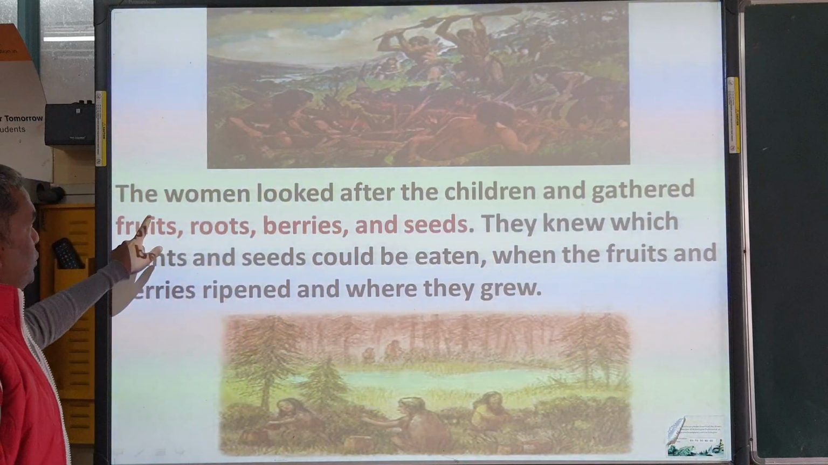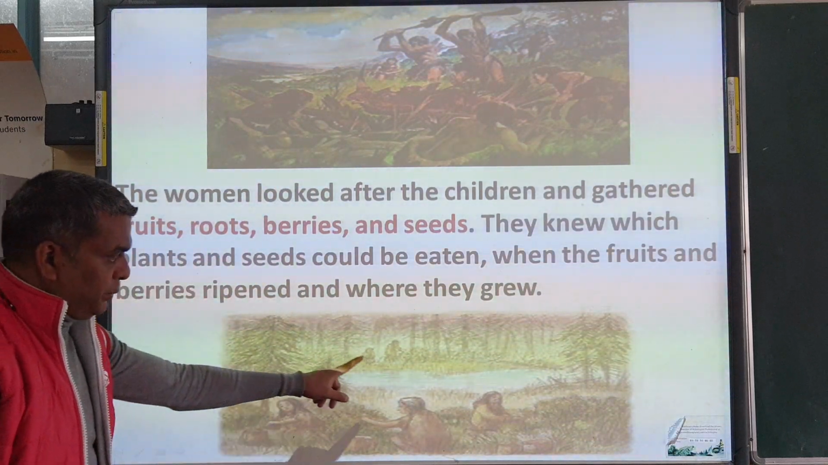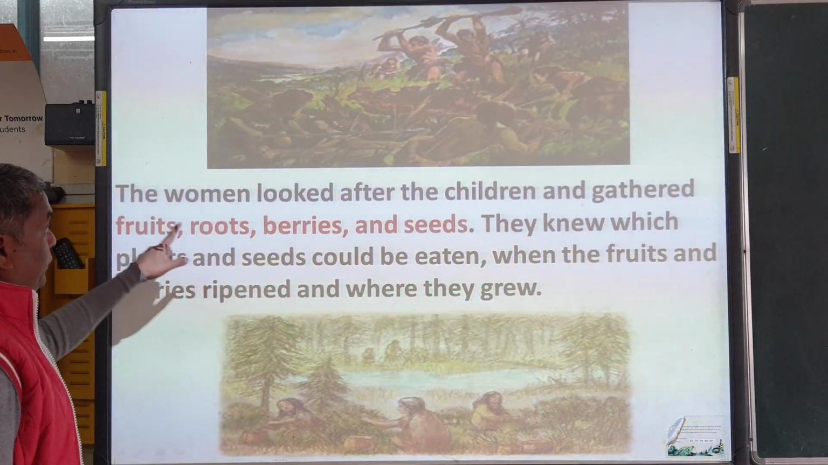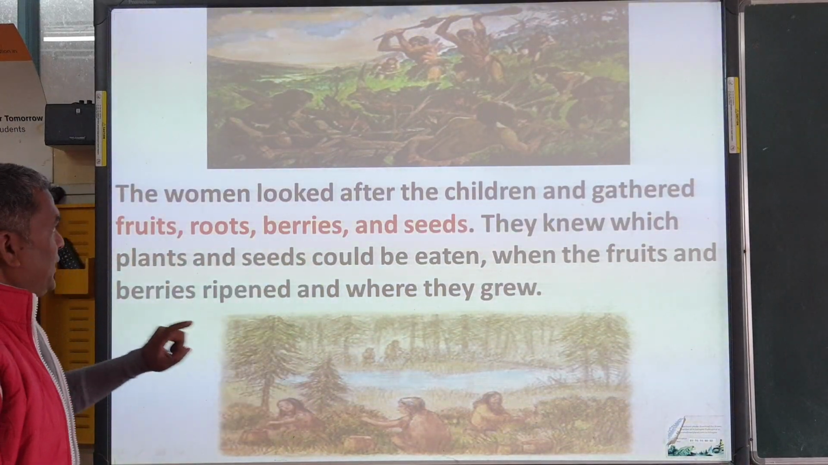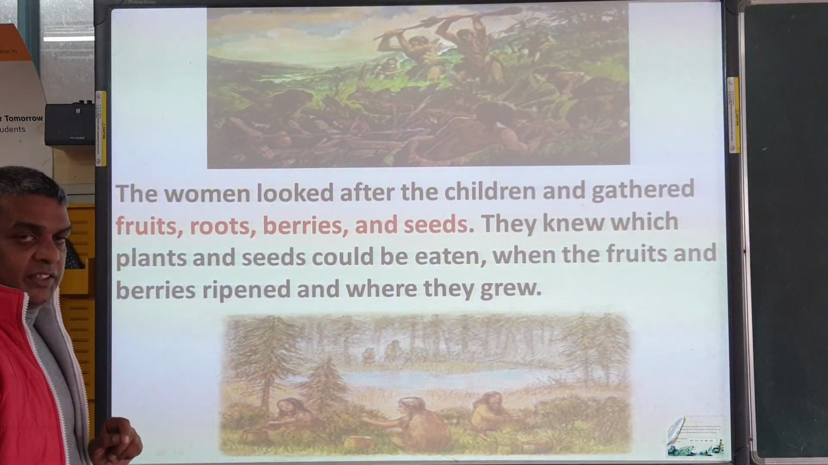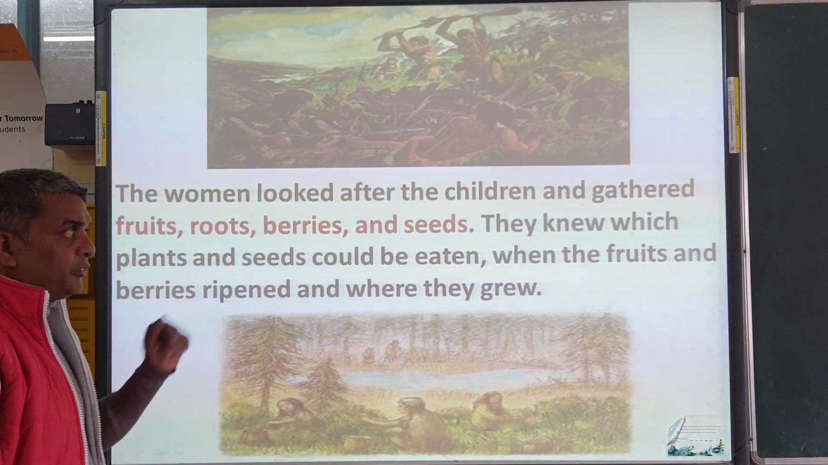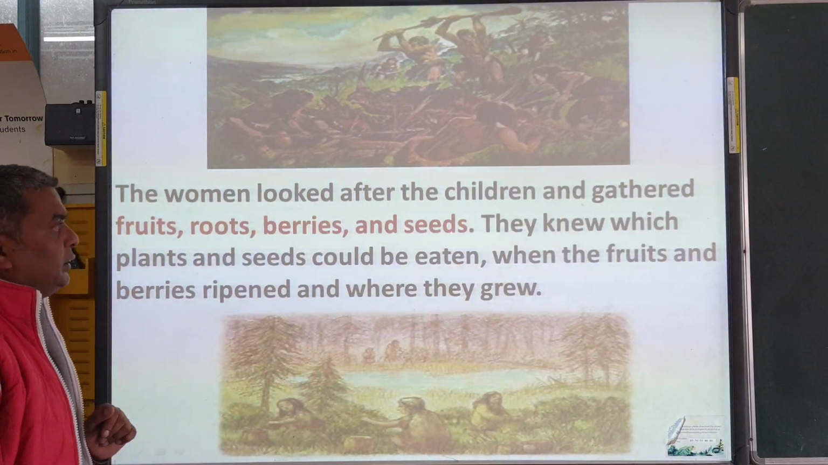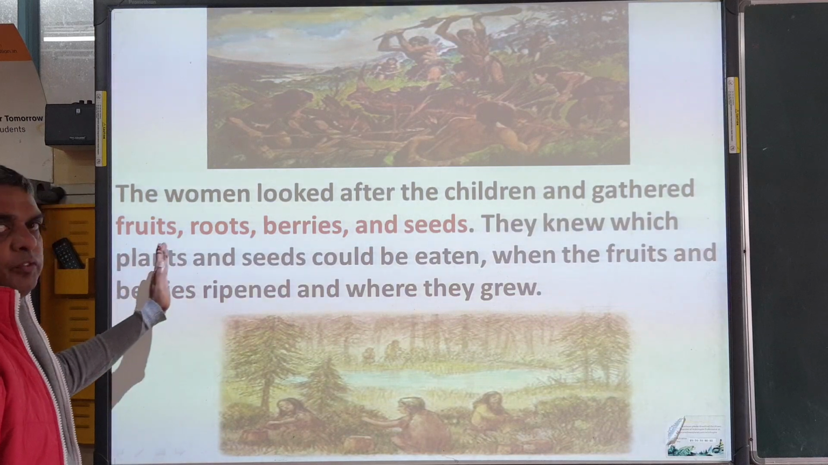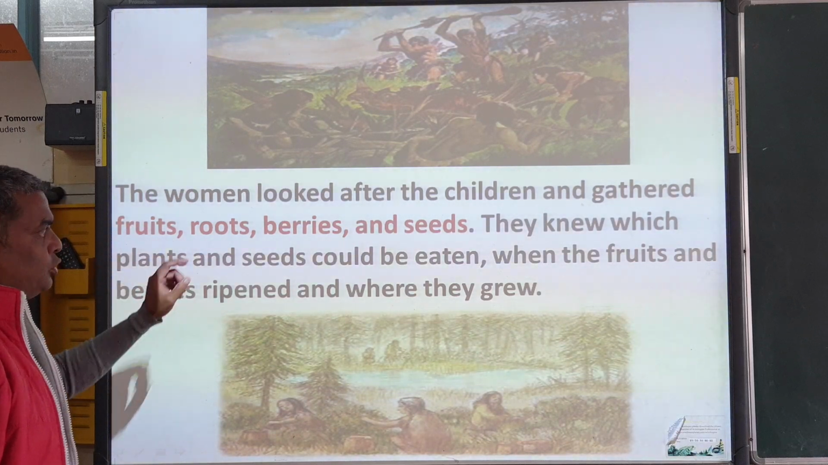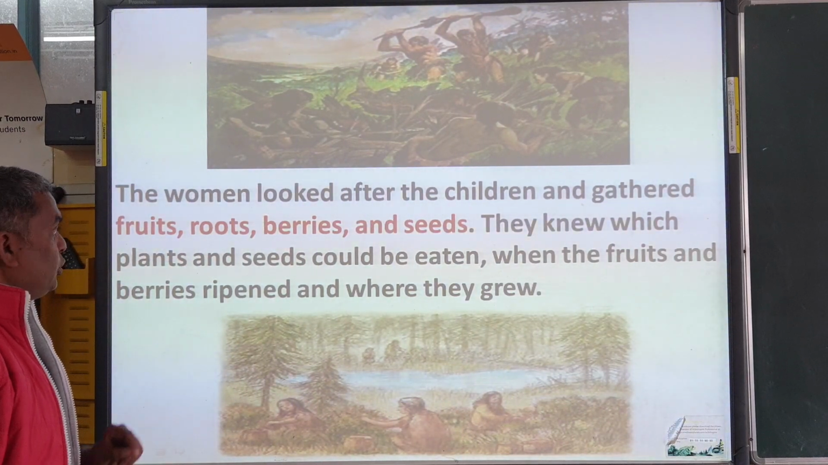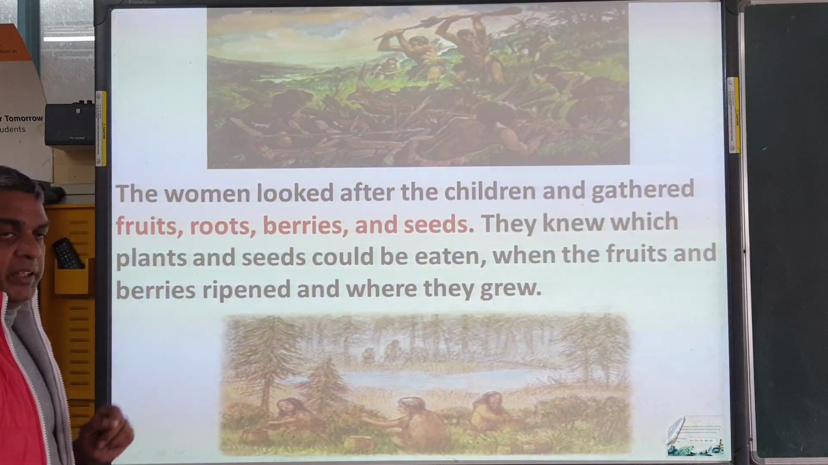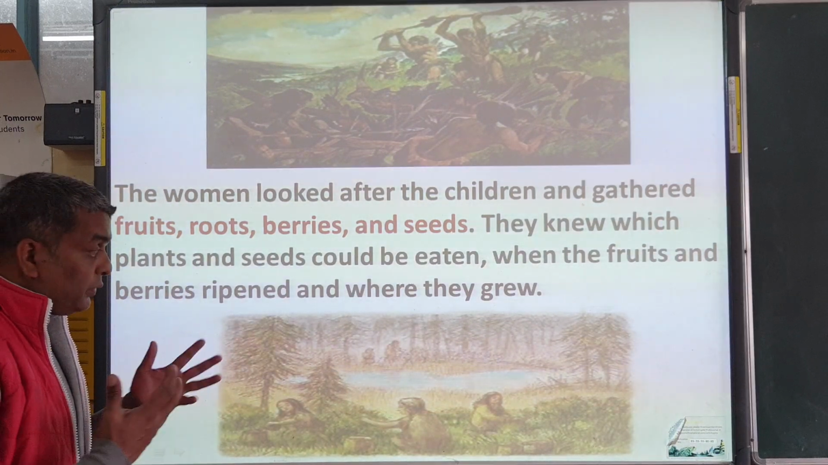So what did the women do? Here is an image of what the women were doing. The women looked after the children and gathered fruits, roots, berries and seeds. They went into the forest and gathered them. They knew which plants and seeds could be eaten. So this is how we know they were skilled.